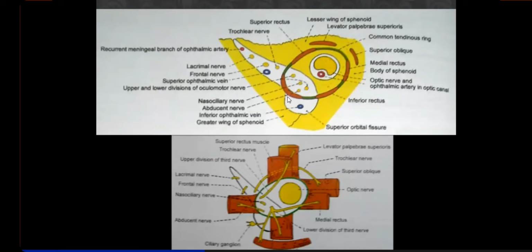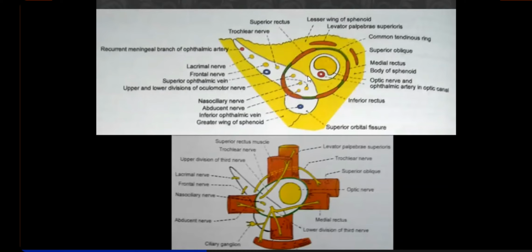So, structures passing through the superior orbital fissure. Remember, this is not only for your theory, this is also a hit question in your viva and OSCE exams, as well as for your PG entrance exams. So once again, revise fast the structures passing through the superior orbital fissure from the supralateral portion. It is LFT: lacrimal, frontal, and trochlear nerves, right?